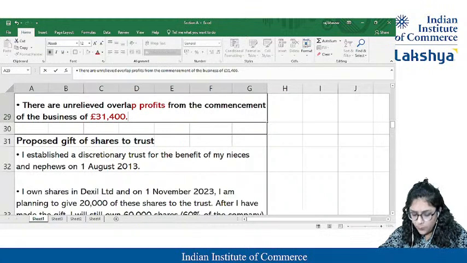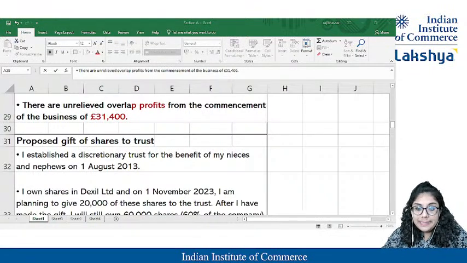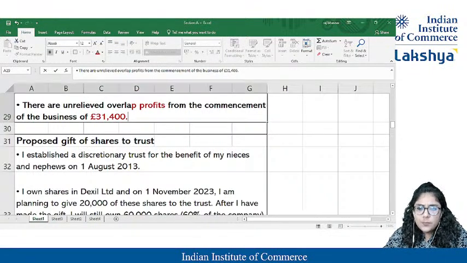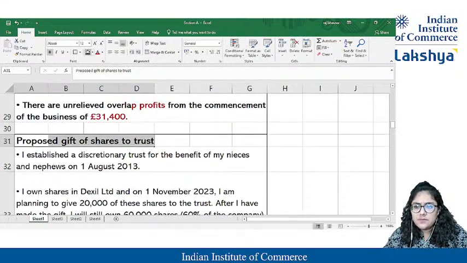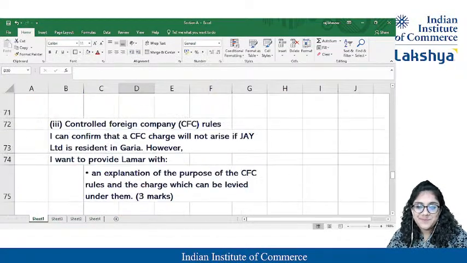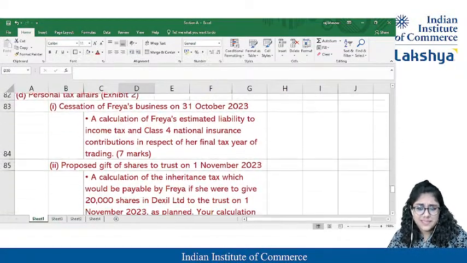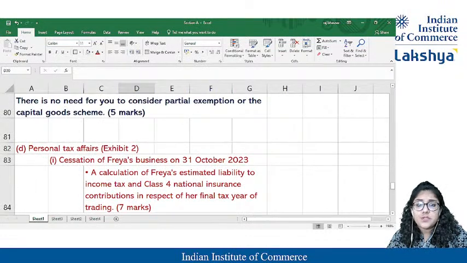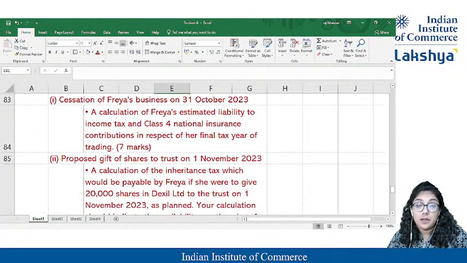Before going ahead, let me check, is anything else relevant for this question? No. There is another point about proposed gifts, which is right now not relevant. Let us read what they have asked us. Guys, now just two questions are left. The first one, personal tax affairs for Freda.